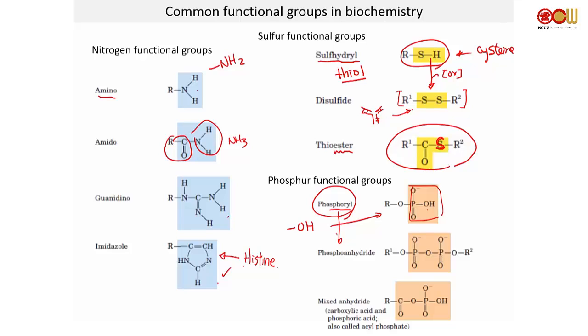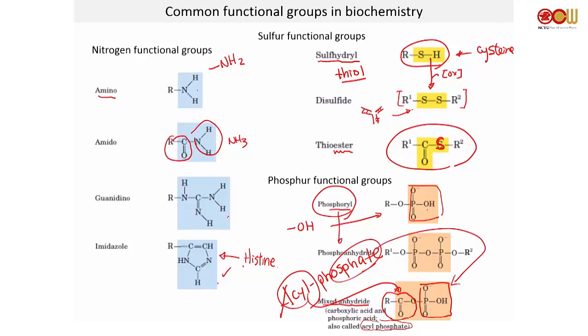Also, you got this thing called the mixed anhydride. This is essentially you take a carboxylic acid plus a phosphate, and then you get a mixed anhydride. These things are typically called, it's actually written down here, acyl phosphate. Acyl is referring to this guy. Phosphate is referring to this guy. Acyl phosphate. So this thing is called an acyl group.